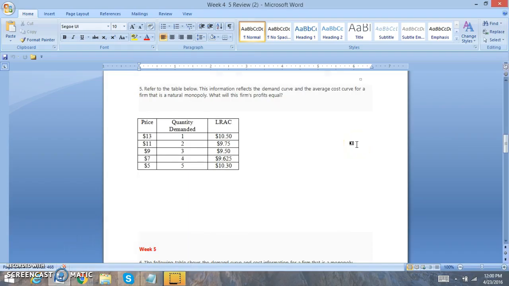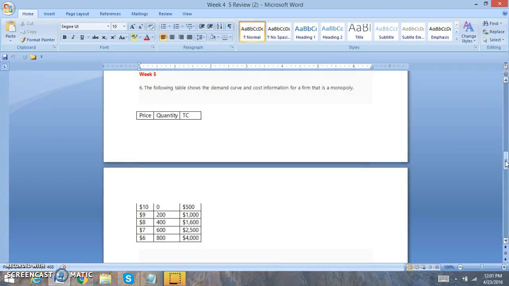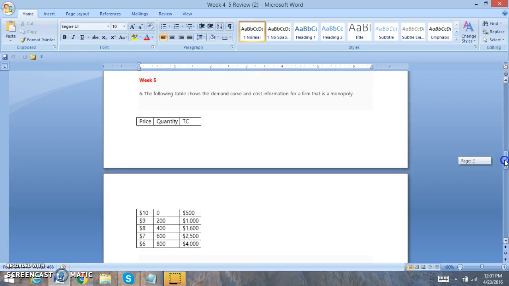When you look at this question right here, you're looking at a demand curve for a natural monopoly. What will this firm's profits equal? You want to look at marginal revenue, marginal cost on this one. In this table, you're looking at the cost information and demand. Again, you want to bring in the marginal revenue, and you want to bring in the total cost.